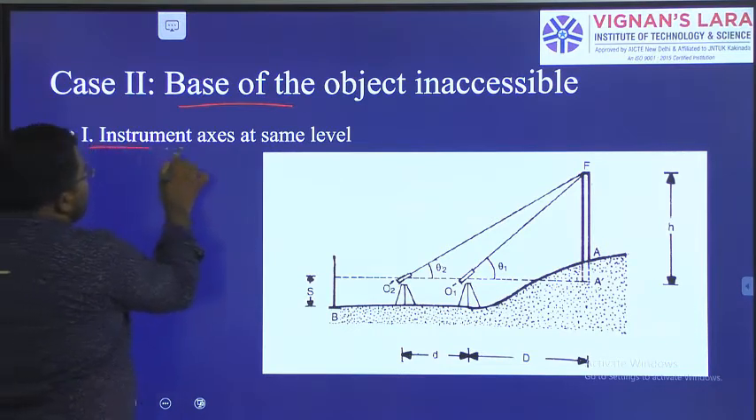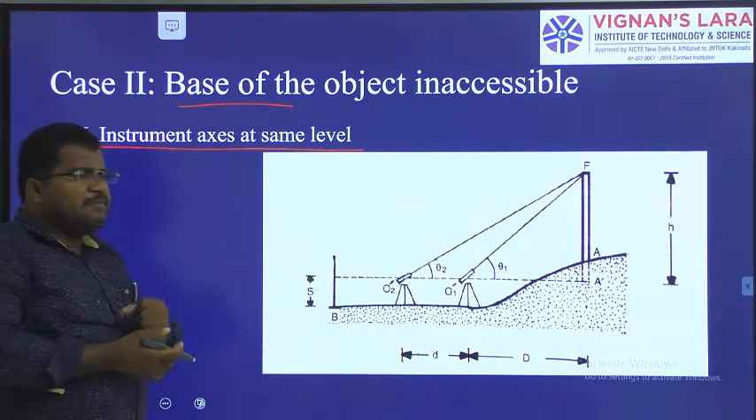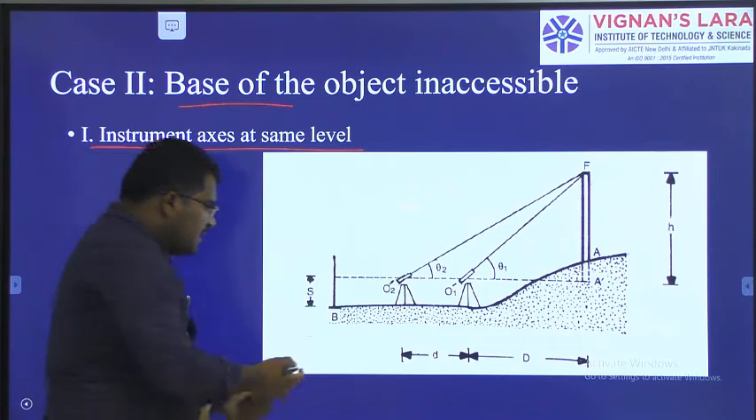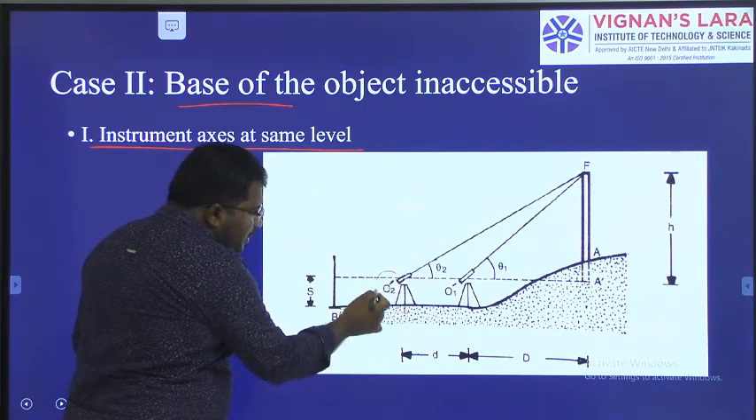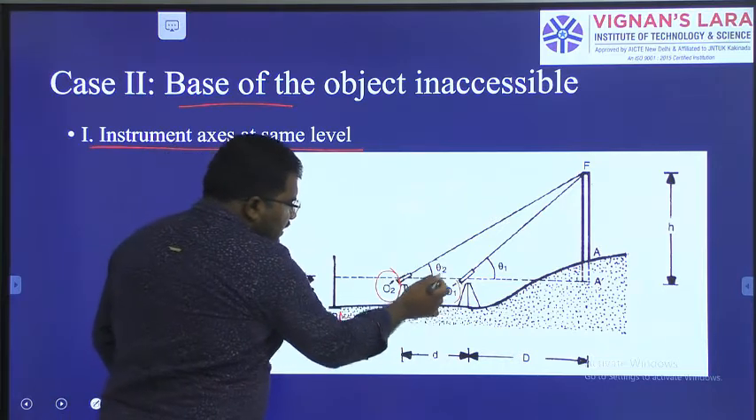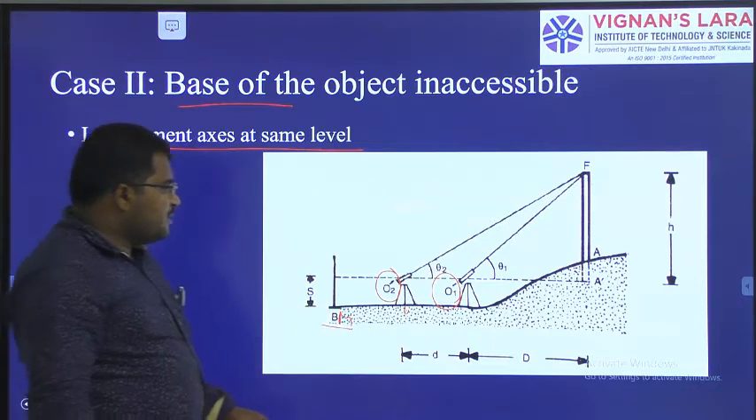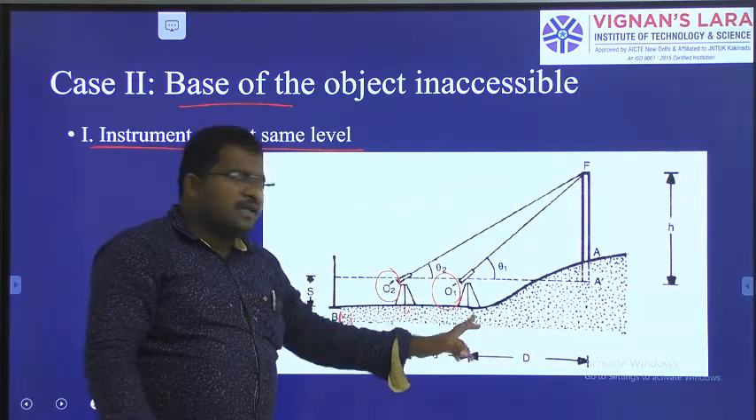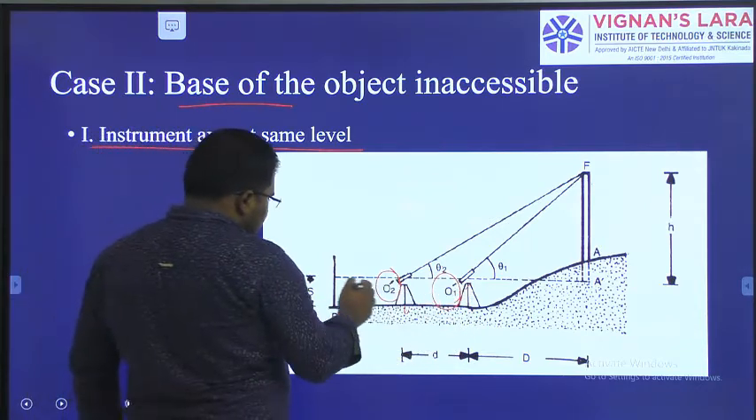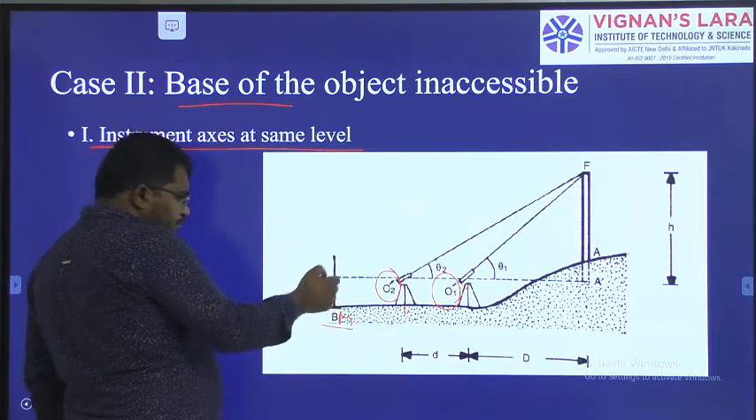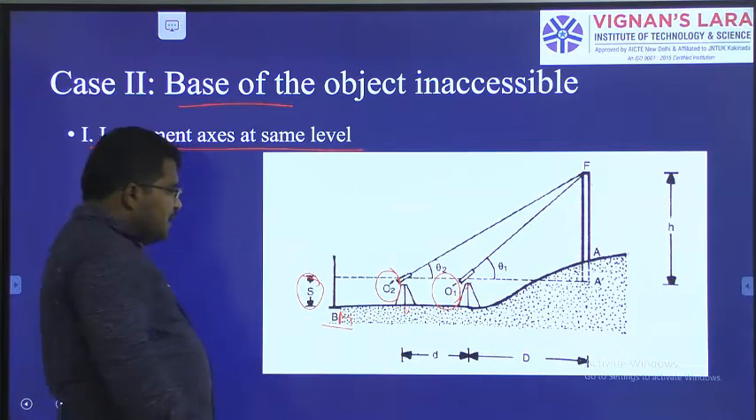The first case is when the instrument is accessed at the same level. If you see here, this is the benchmark. Here we set up the instrument at points O1 and O2, two stations. First of all we set up the instrument at O1. While setting up the instrument, if you sight the benchmark at the back, the value will be the same.